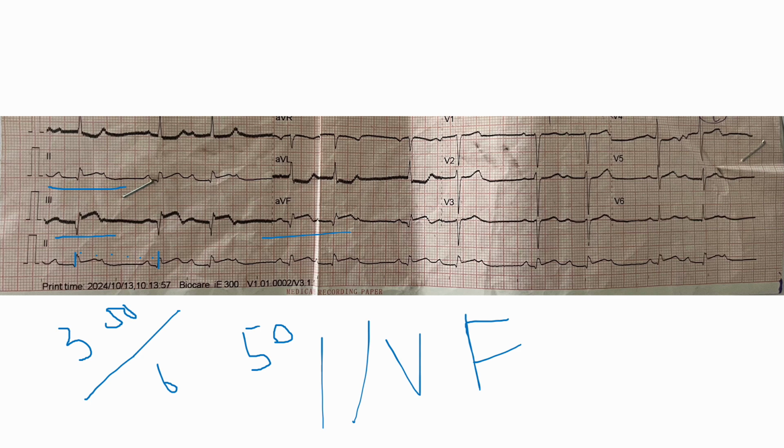Now, remember, when you have an inferior wall MI, if they give you that the heart rate is below 50, what should be the next step? Remember, the next step would be to give them atropine.